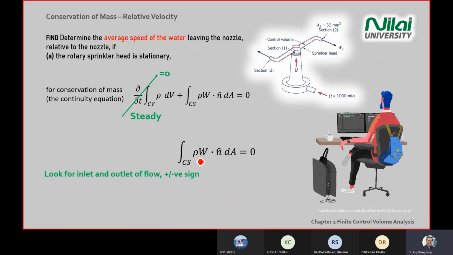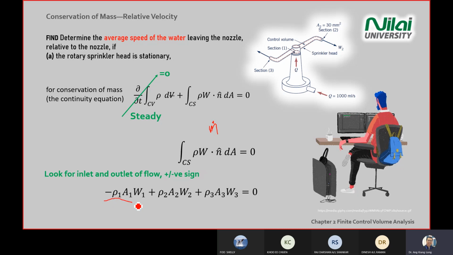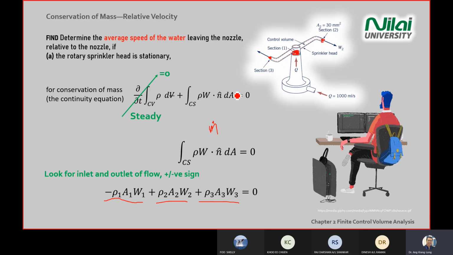So the next one is just to analyze whether it's positive or negative for your m dot. You look at the diagram. Where is your input? Where is your output? So you have section 1, section 2, and section 3 in the diagram. Section 1 is at the center here, the inlet. Section 2 is here, outlet. Section 3, outlet. So that's why you have rho A W.